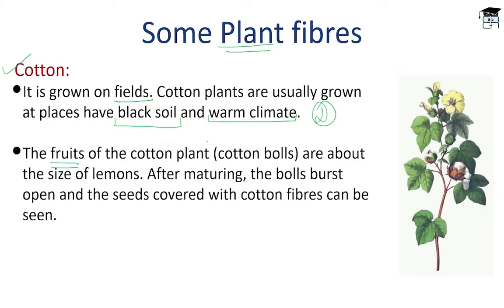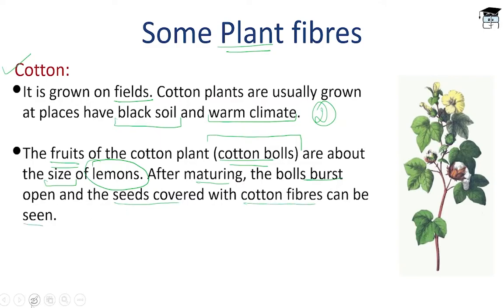Now, the fruits of the cotton plant are also known as cotton balls, and are about the size of lemons. They're comparing lemons to cotton balls, that means that they're of the same size. After maturing, the balls burst and the seeds covered with cotton fibers can be seen.